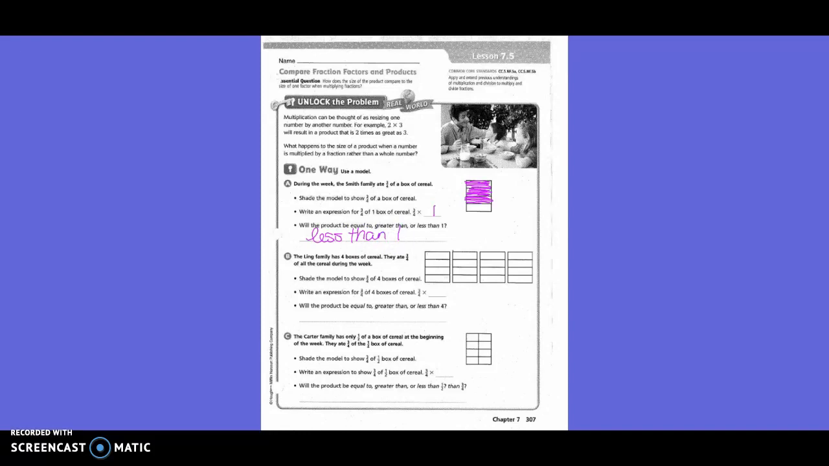The Lane family has 4 boxes of cereal. They ate 3/4 of all the cereal during the week. Shade the model to show 3/4 of the 4 boxes of cereal. So how many of those am I going to color in, guys? 3 of each box, right?